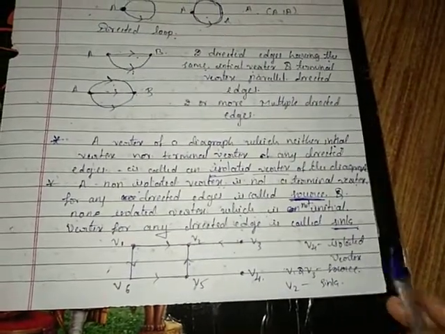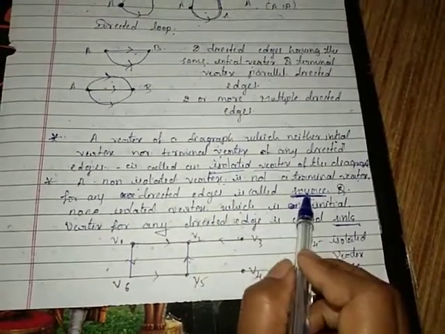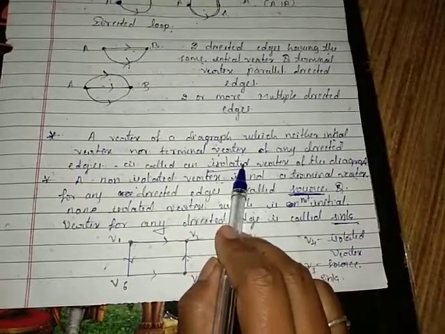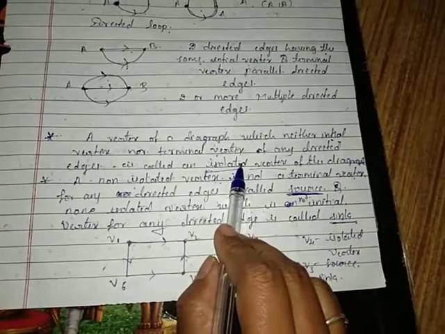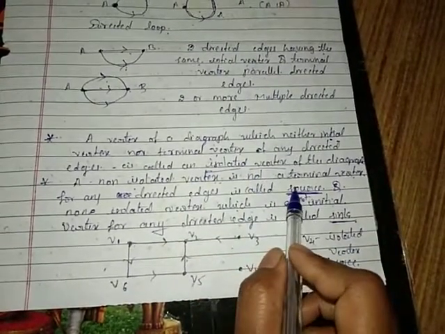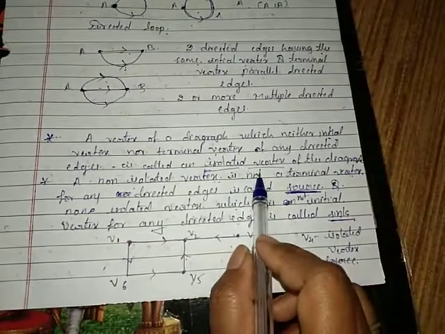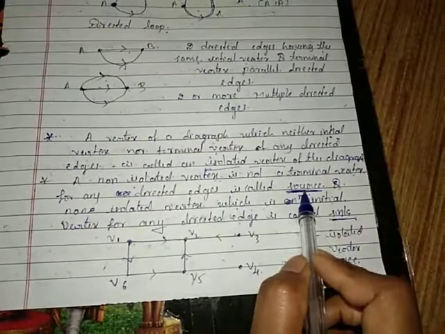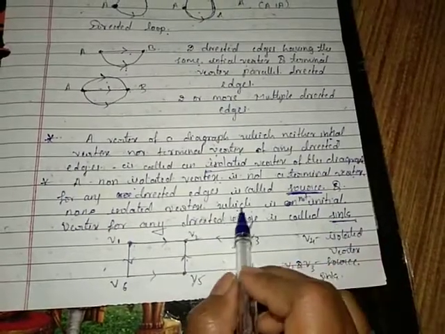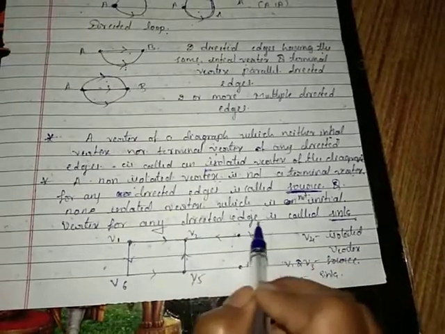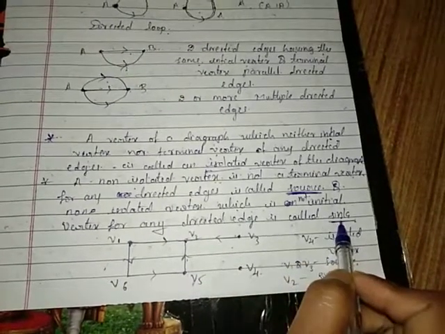That is the meaning of isolated vertex, source and sink. An isolated vertex is a vertex which is neither an initial vertex nor a terminal vertex. A source is a non-isolated vertex which is not a terminal vertex for any edge. A sink is a non-isolated vertex which is not an initial vertex for any directed edge.